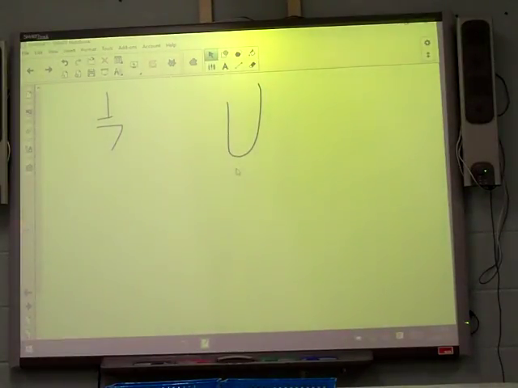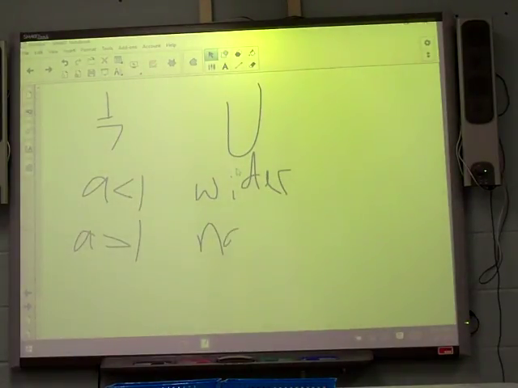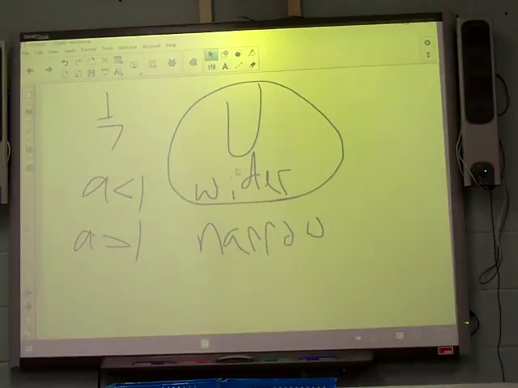Now, when our a is less than 1, your graph gets wider. When your a is greater than 1, your graph becomes more narrow. So 1/7, would that be less than 1 or greater than 1? Less than 1, so we would have a wide graph opening up. That's tricky because you think a fraction's smaller, so it ought to get narrow, but it's the opposite.